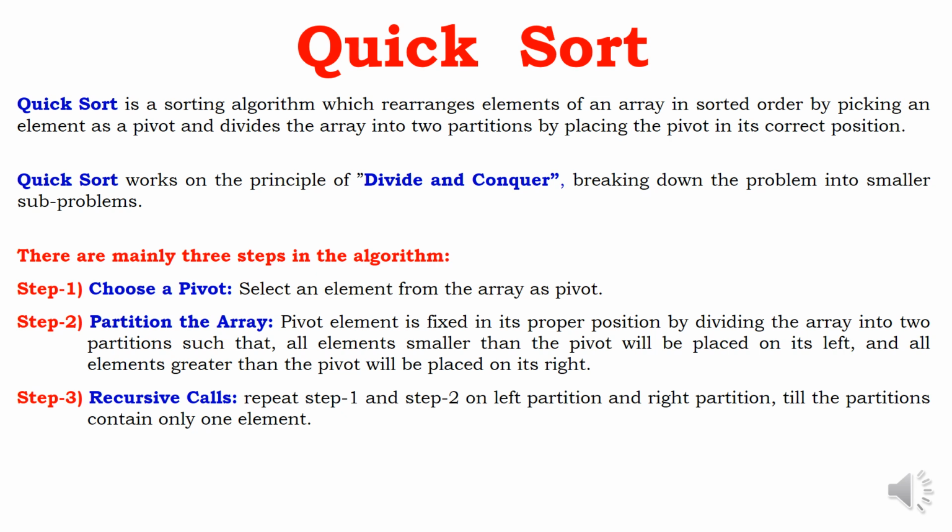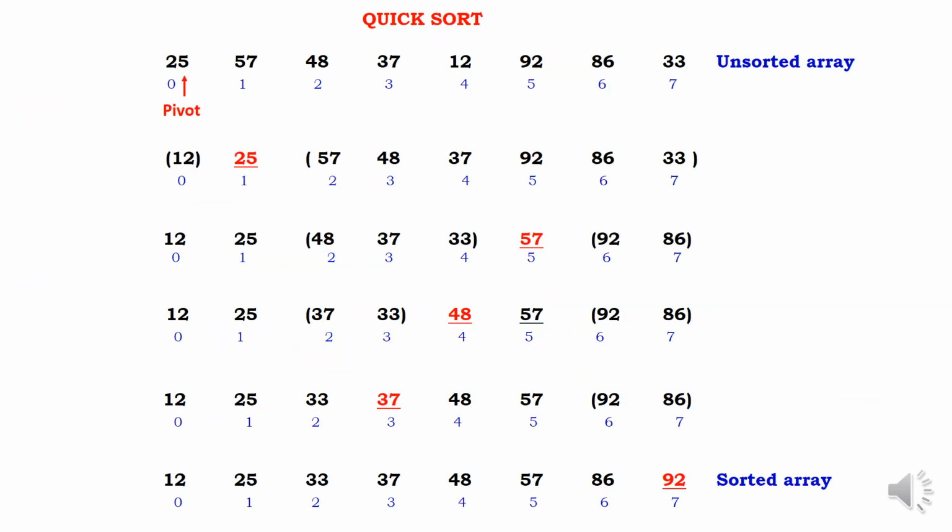Let me explain this quicksort procedure using an example. Let us consider an unsorted array which has 8 elements: 25, 57, 48, 37, 12, 92, 86, 33. The indices are from 0 to 7. The algorithm contains three steps. The first step is selecting a pivot element. So select the first element as the pivot element. 25 is the pivot element.